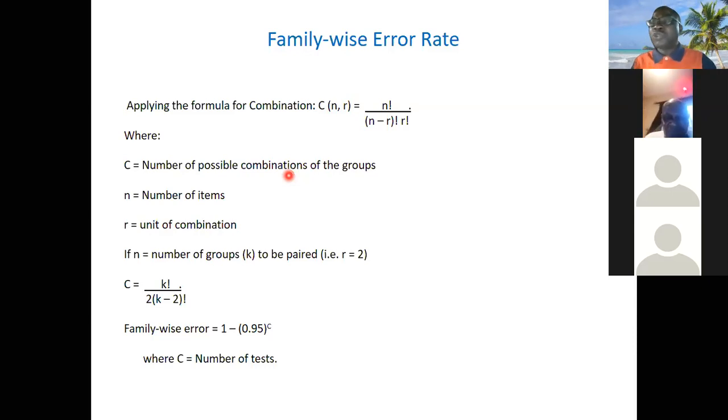Let's say you have 3 groups and you want to carry out t-test for them: groups A, B, C. In how many ways can you combine 3 groups? You can combine A and B and do t-test. That's 1. You can combine A and C and do t-test. That's 2. You can combine B and C and do t-test. That's 3. So if you have 3 groups, you have 3 different ways you can pair them, two at a time. So you carry out 3 t-tests.